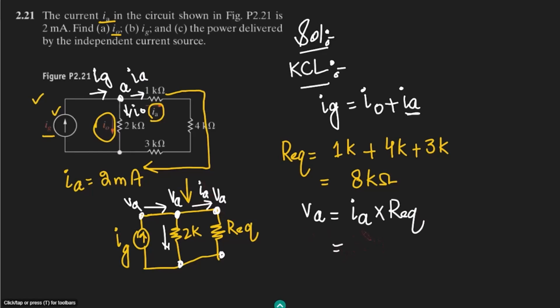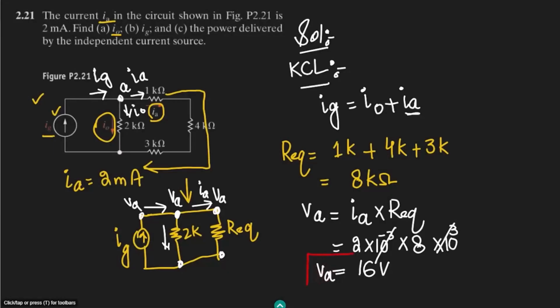Let me put these values here. The value of Ia is given, and that is 2 milliamps. So that is 2 into 10⁻³, and the equivalent resistance here is 8 kilo ohm, so that is 8 into 10³. These two will cancel out, and ultimately here we will get what? The voltage here is 16 volts, and that is VA.